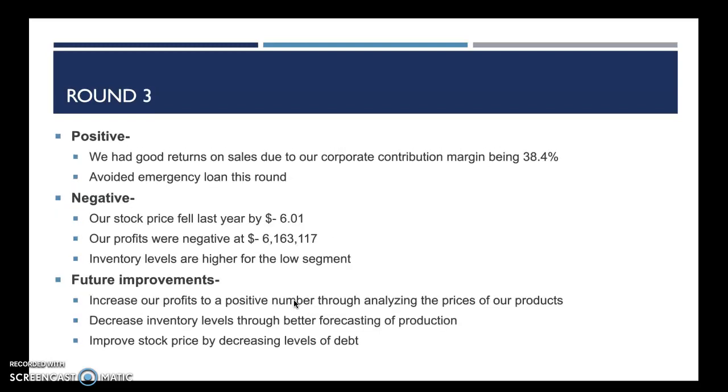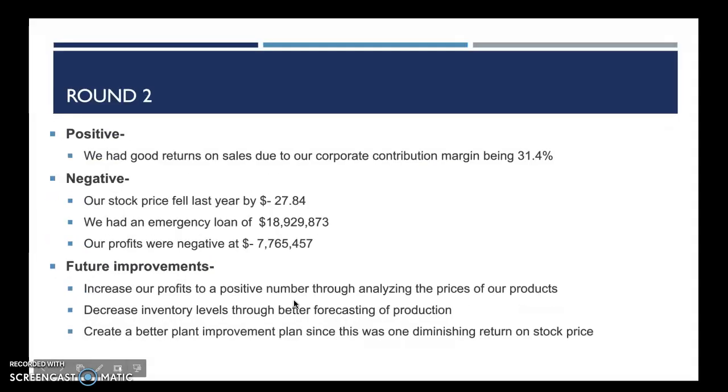With round three, we did have good returns due to our corporate contribution margin, and we did avoid an emergency loan. However, once again, our stock price fell again by about $6, and our profits were negative at about $6 million. Our inventory levels are higher for the lower segment. Future improvements that could have been made after round three were to increase our profits to a positive number again, decrease inventory levels, and improve stock price.